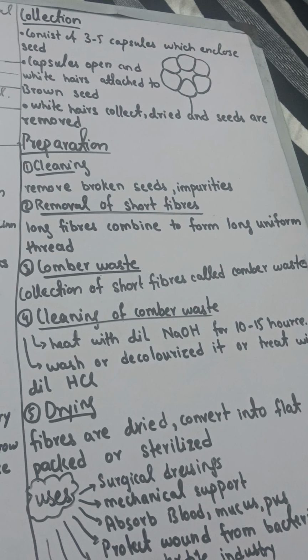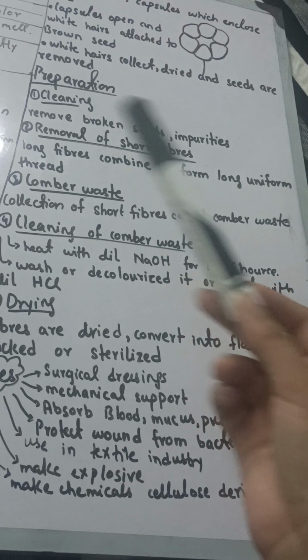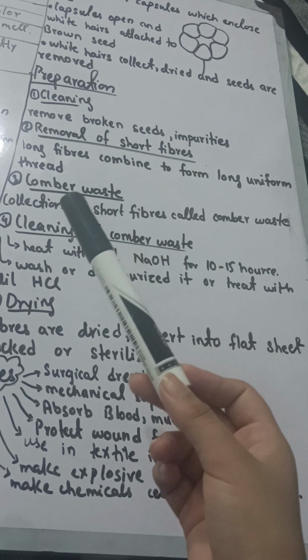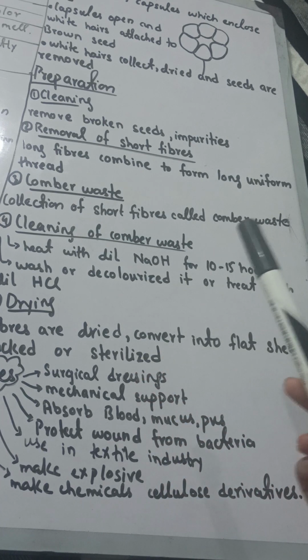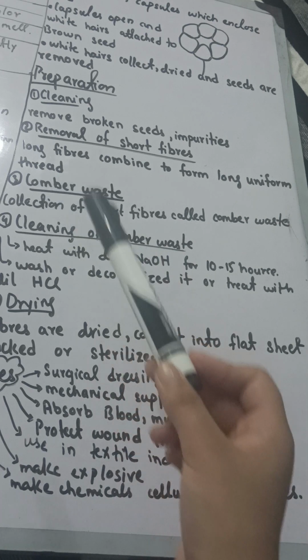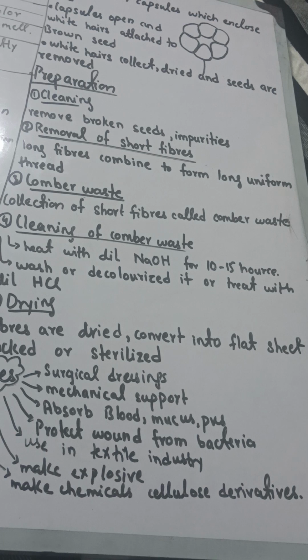Now let's discuss the preparation of cotton. First of all, you will do the cleaning process. You will remove the broken seeds and impurities. The second process is to remove the short fibers. The cotton consists of long fibers and some short fibers, so you have to separate them. There is a machine which separates the short fibers from the long ones. Now these long fibers combine and form a long, uniform thread-like structure. Then this long fiber is used in the preparation of various kinds of fabrics.